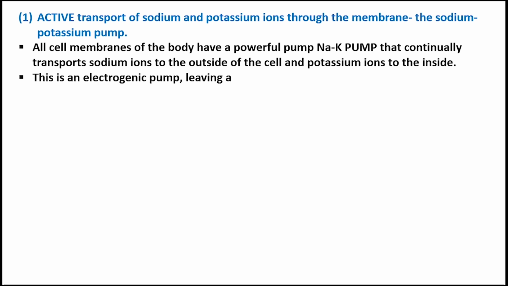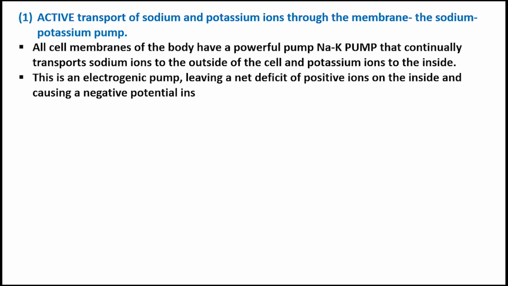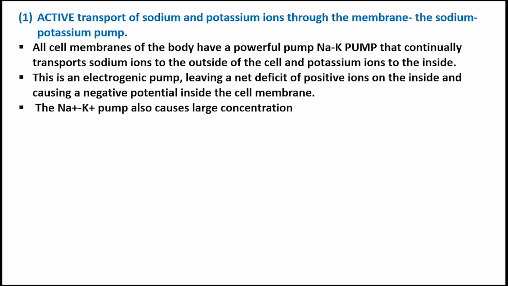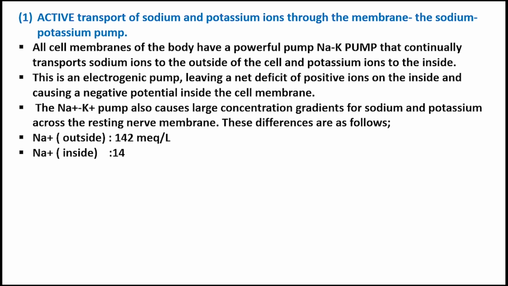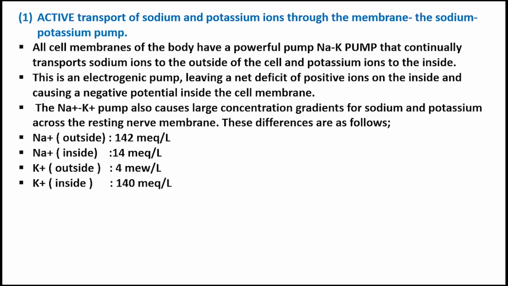This is an electrogenic pump, leaving a net deficit of positive ions on the inside and causing a negative potential inside the cell membrane. The sodium-potassium pump also causes large concentration gradients for sodium and potassium across the resting nerve membrane. These differences are as follows. Sodium outside: 142 milliequivalents per liter. Sodium inside: 14 milliequivalents per liter. Potassium outside: 4 milliequivalents per liter. Potassium inside: 140 milliequivalents per liter.